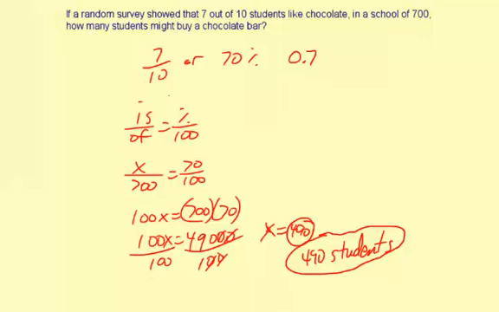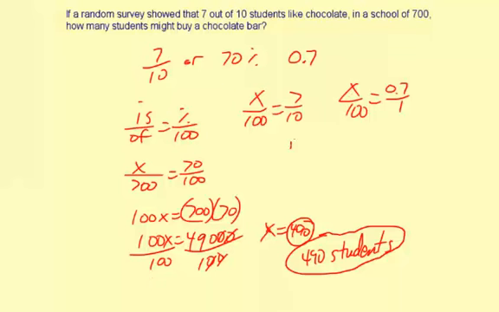And what if we wanted to use this 7/10? We could say x over 100 equals 7 to 10. That would be correct. You could also use x over 100 equals 0.7 over 1. And you could also use the percent equation.